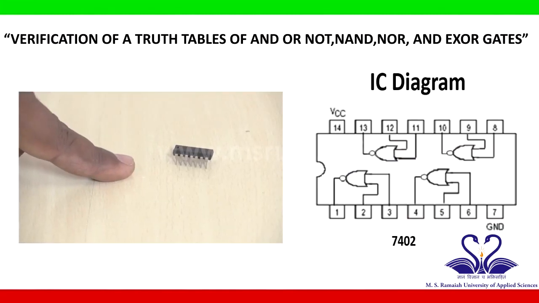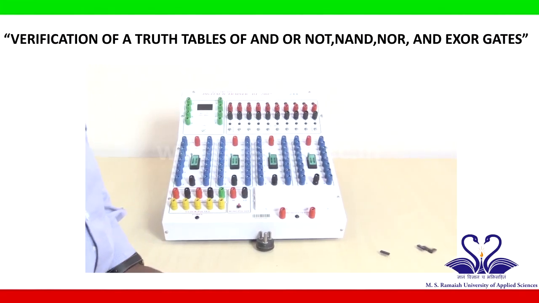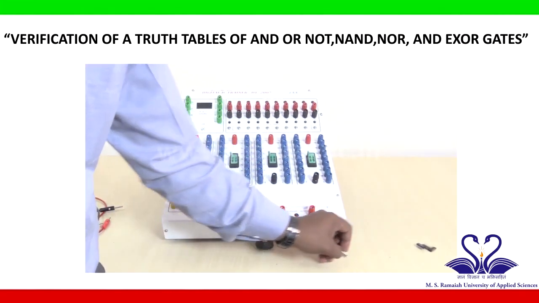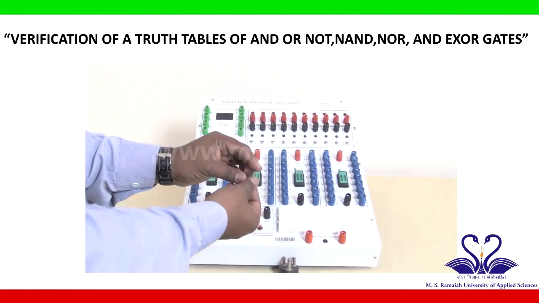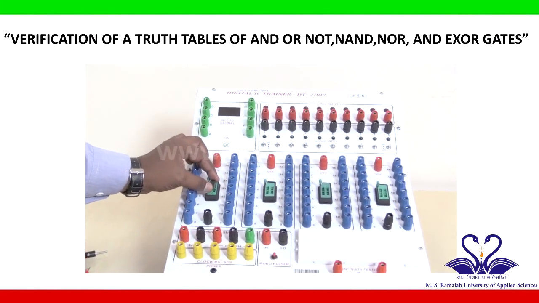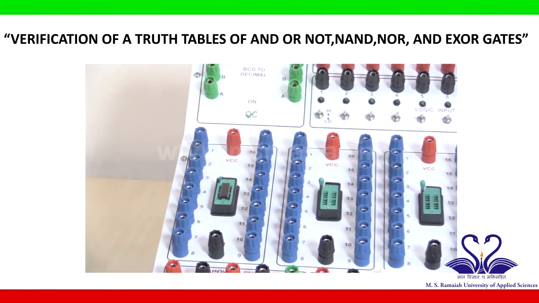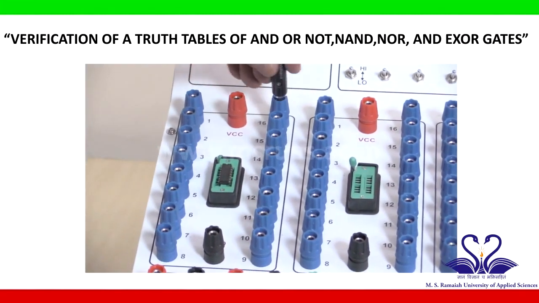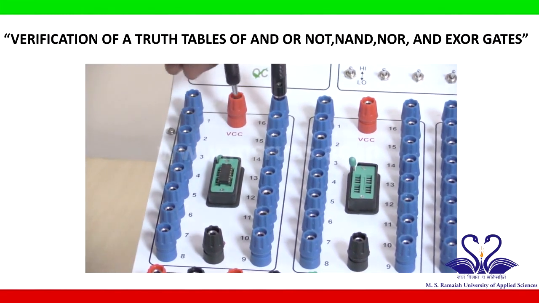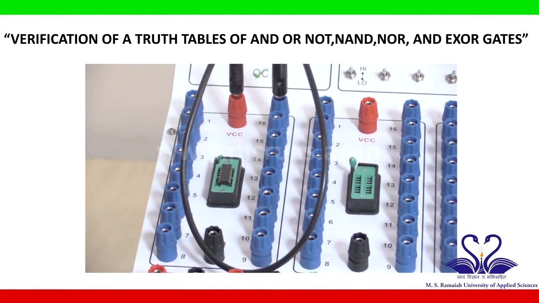This is IC number 7402, which is a NOR gate. Based on the IC diagram, we will do the circuit connection. Let us verify the truth table of a NOR gate. NOR gate IC number is 7402. We will take a 7402 IC and mount it on the IC trainer kit such that pin number 1 should go to the first slot. Based on the IC diagram, pin number 14 is connected to VCC. Pin number 7 is connected to ground.